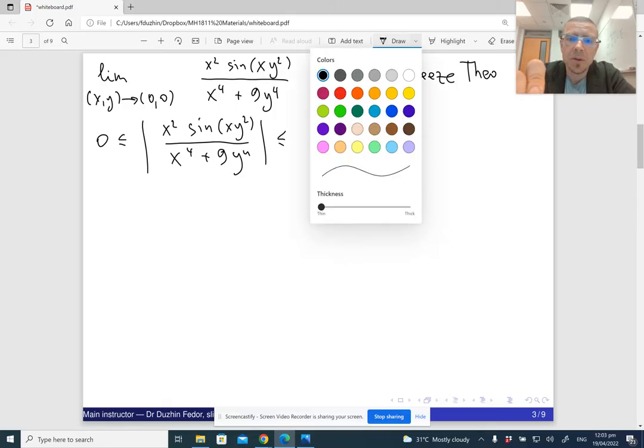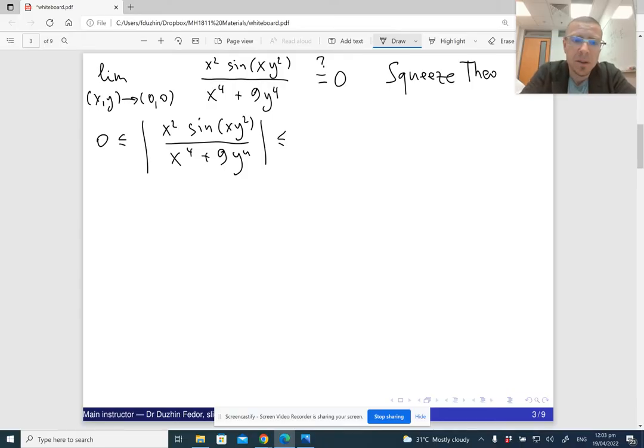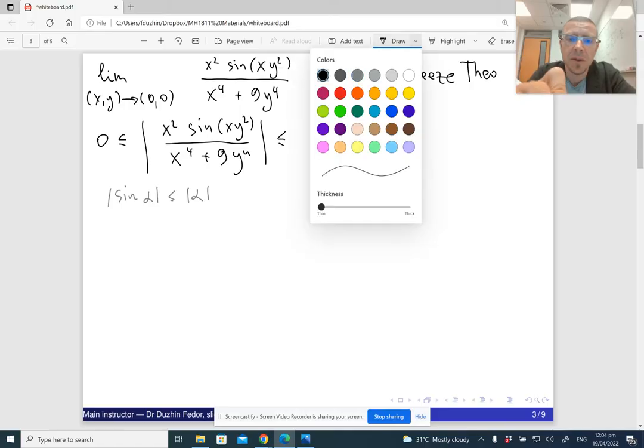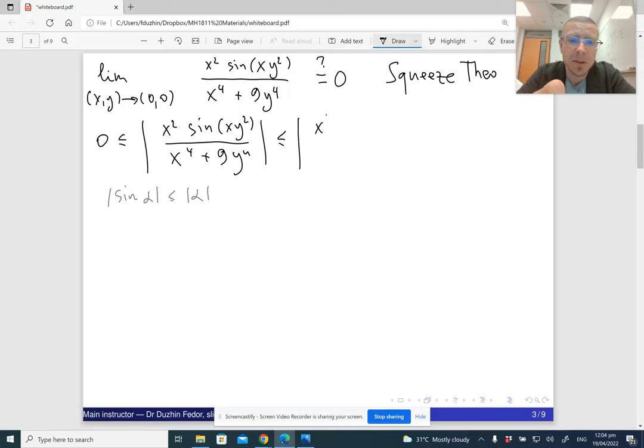So now I'm going to use one very useful inequality: the absolute value of sine alpha is less than or equal to the absolute value of alpha itself. So I'm going to estimate sine of x y squared with x y squared itself, without the sine, right? So this is less than or equal to x squared times, now I'm estimating the sine of x y squared with x times y squared, over x to the 4 plus 9 y to the 4.